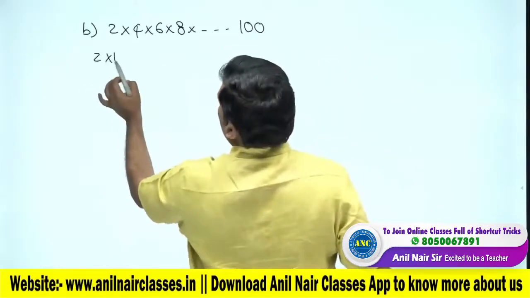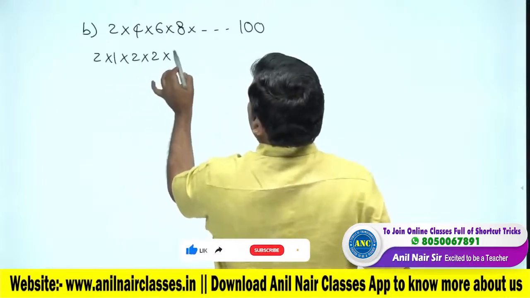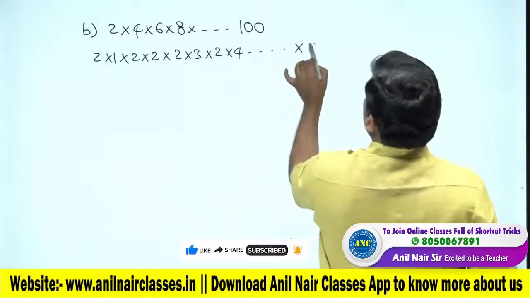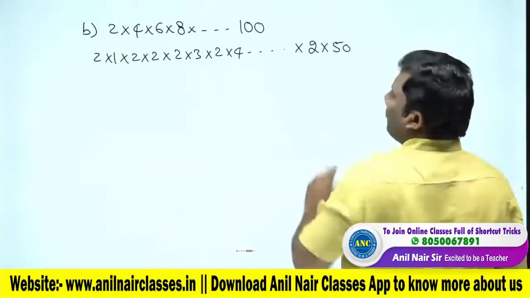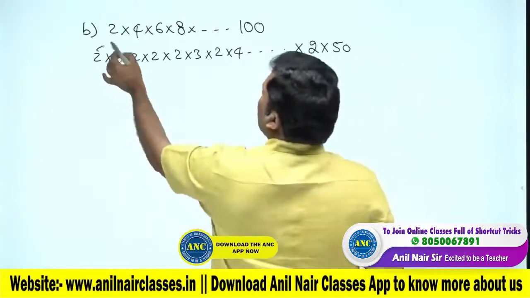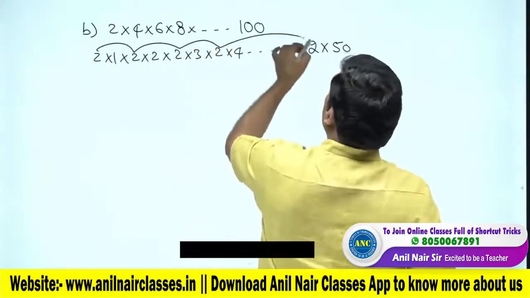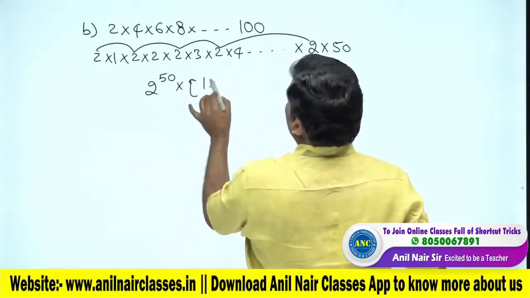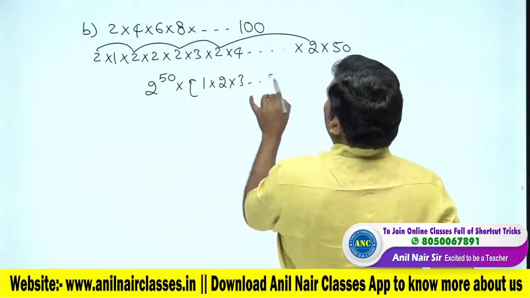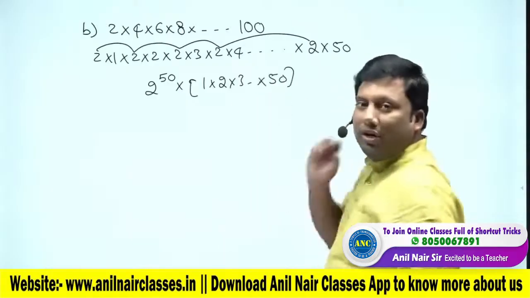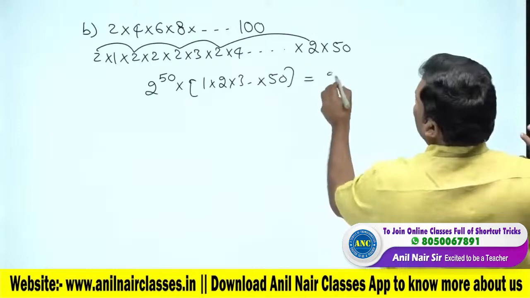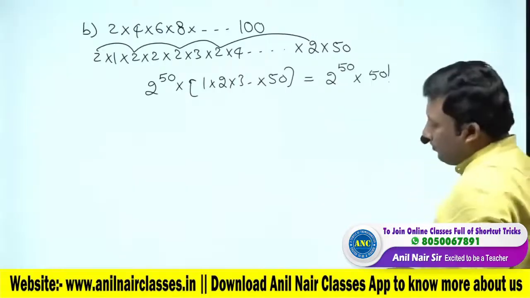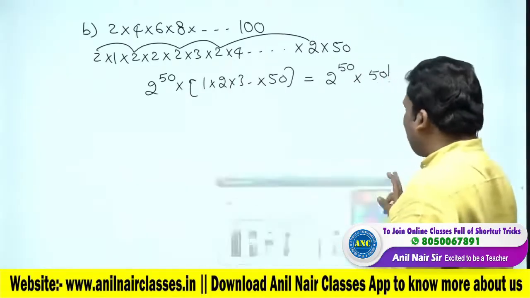2 can be written as 2 ones, 4 can be written as 2 twos, 6 can be written as 2 threes, 8 can be written as 2 fours, 100 can be written as 2 fifties. So 2 is multiplied once, twice, thrice, 4 times, up to 50 times. So it is 2 power 50 into, remaining, 1 into 2 into 3 and so on up to 50. It is called 50 factorial. So 2 power 50 into 50 factorial.